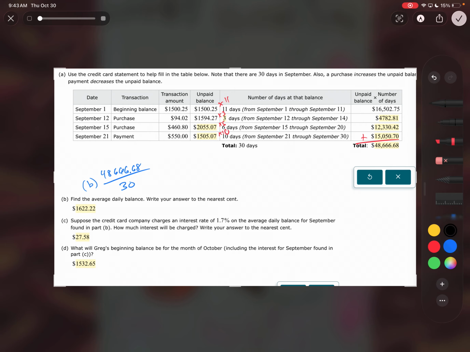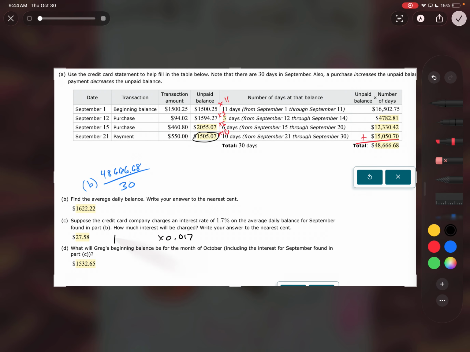For C, we are going to take, now to be careful here, don't go back to your average daily balance. That's just what the credit bureaus use. So go back to your original balance up here. At the end of the month, it was 15,057 times 0.017. No. Average daily balance. It is average daily balance. Sorry. The credit card would use your average daily balance.